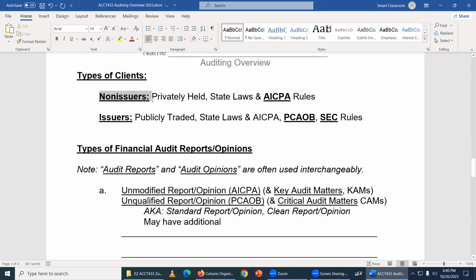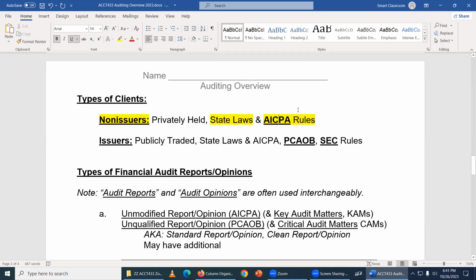Non-issuers are privately held, and the only things they have to answer to are state laws and the AICPA rules. Whoever does the audit is generally held to the AICPA rules. A lot of times the AICPA rules become laws. And I haven't really talked about what the AICPA is.